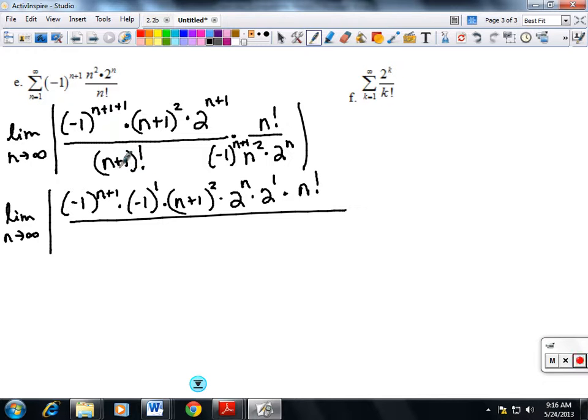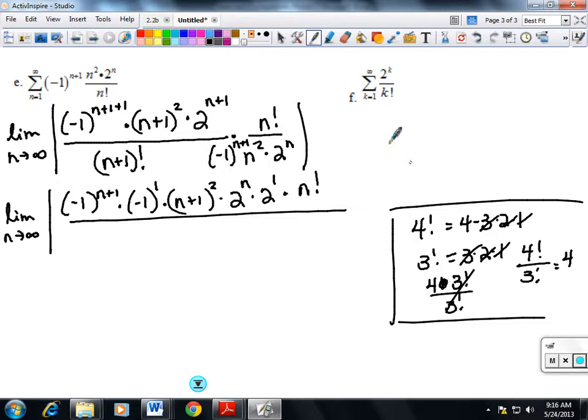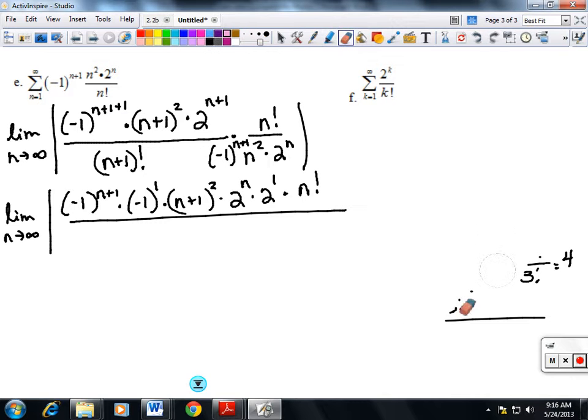Now, n plus 1 factorial, let's talk about that for a second. Remember that factorial, if I had 4 factorial, this is an aside, that would be 4 times 3 times 2 times 1. If I had 3 factorial, that would be 3 times 2 times 1. So if I had 4 factorial over 3 factorial, that would just leave 4, because I could write 4 factorial as 4 times 3 factorial, and they would cancel. I'm going to use that same concept over here. N plus 1 factorial is really just n plus 1 times n factorial.